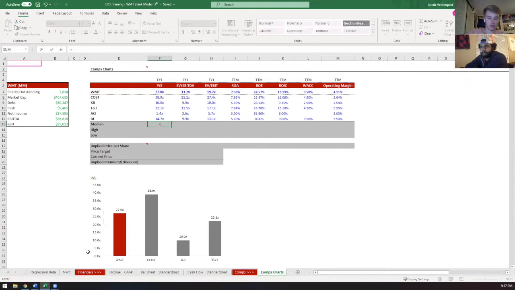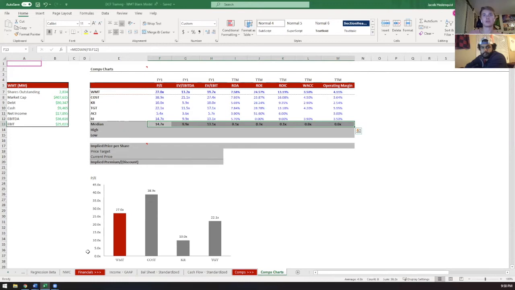In order to do that, we can do the equals MEDIAN function, and then we'll open that up. And because we are valuing Walmart compared to its competitors, we don't want to include Walmart in the median calculation here. Close the parentheses. So our median price to earnings multiple is 14.7 times. We can drag that over, and it calculates the median for all of these.